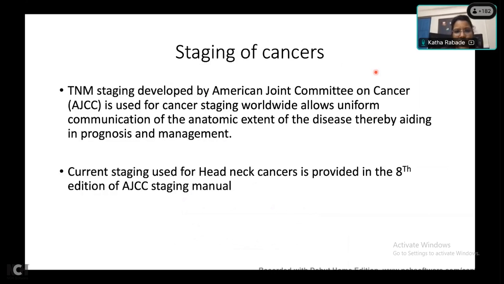The staging of cancers is done by the TNM staging, which was developed by the American Joint Committee on Cancer and is used for cancer staging worldwide. It allows uniform communication of the anatomic extent of the disease and thereby aids in the prognosis and management. The current staging for head neck cancers is provided in the 8th edition of the AJCC staging manual.